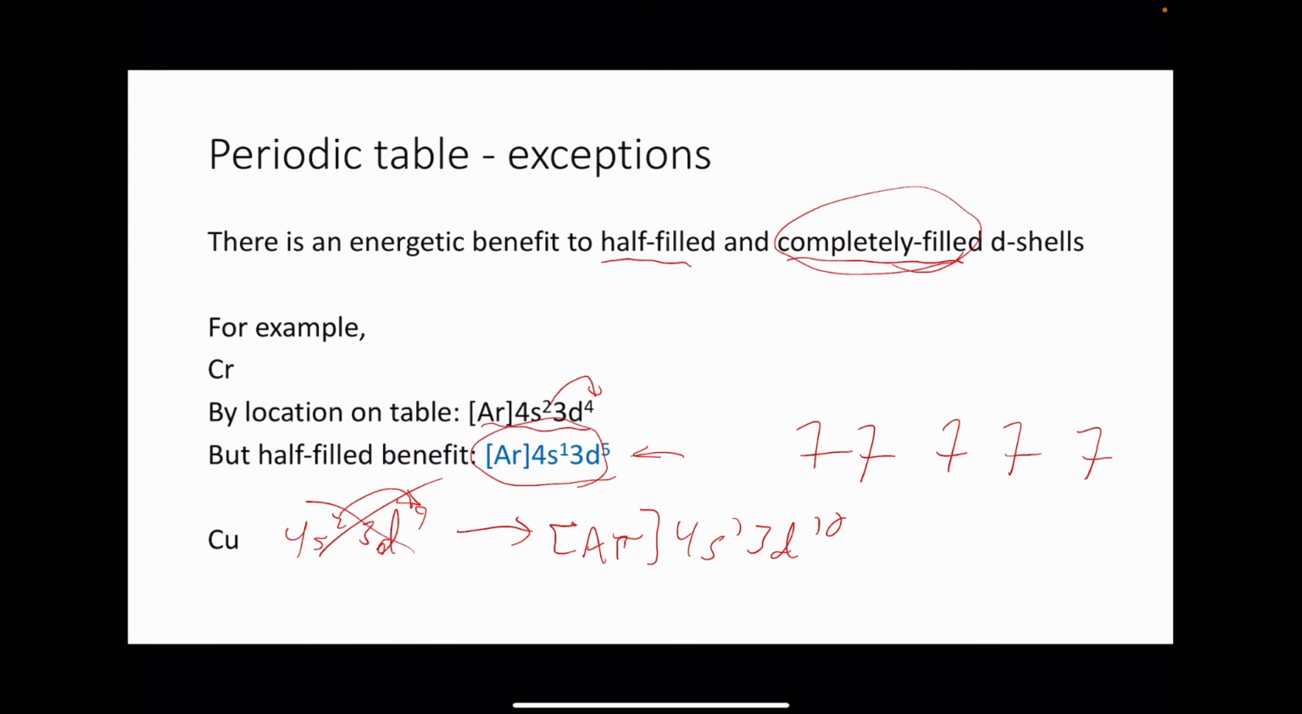Those two columns, the half-filled at the d4 and the d9, can potentially pop an extra electron up into the d orbital to make it half-filled and completely filled.